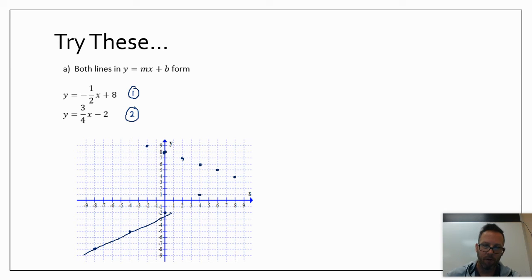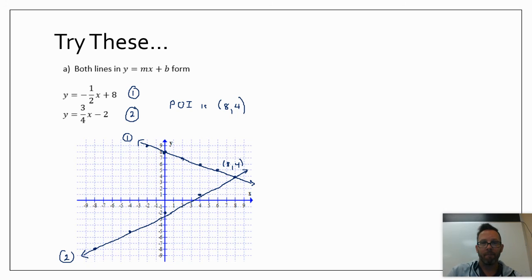Oh, I said I wasn't going to draw, but I just did it anyway. Oh well. That was our line 2, our line 1, looks like that. And because we graphed each line, we can see what the point of intersection is. The point of intersection, in this case, is (8, 4). So that is our solution. It's (8, 4). All right.